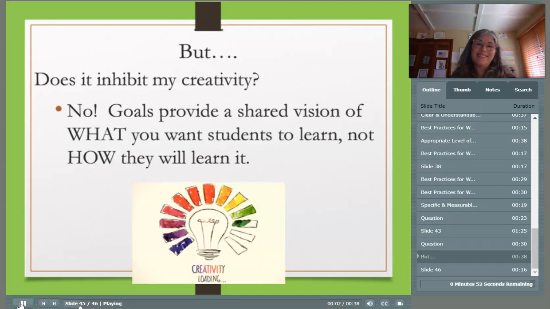In the past, when I've done workshops for teachers on writing learning objectives, I've sometimes encountered this question. Does the idea of writing a learning objective somehow inhibit my creativity as a teacher? And the answer is no, no, no. Goals just help you determine what you want the students to learn, not how you're going to do it. It doesn't dictate your instructional strategies. It doesn't dictate your assessments or your homeworks or your projects. It just makes sure that we all have a similar outcome in the end. How you get there is completely up to you.